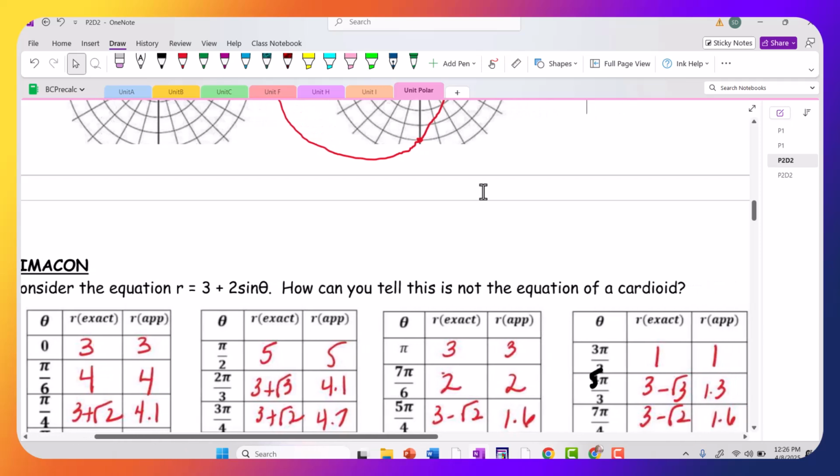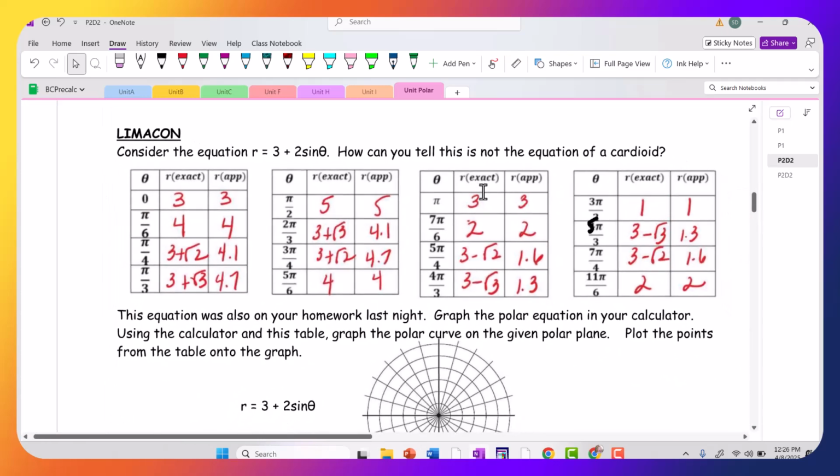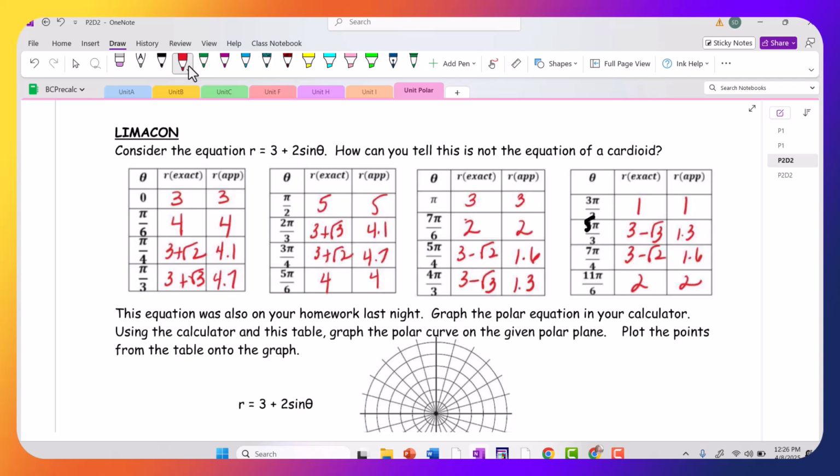Okay, a limaçon. Now there are two types of limaçons. This is one where we have a dimple, or it's called convex. So what we're having here is y equals a plus or minus b sine or cosine.